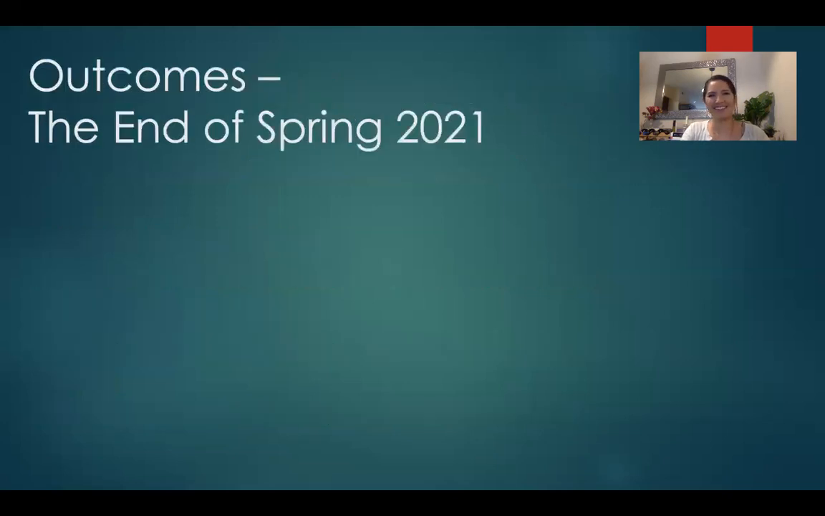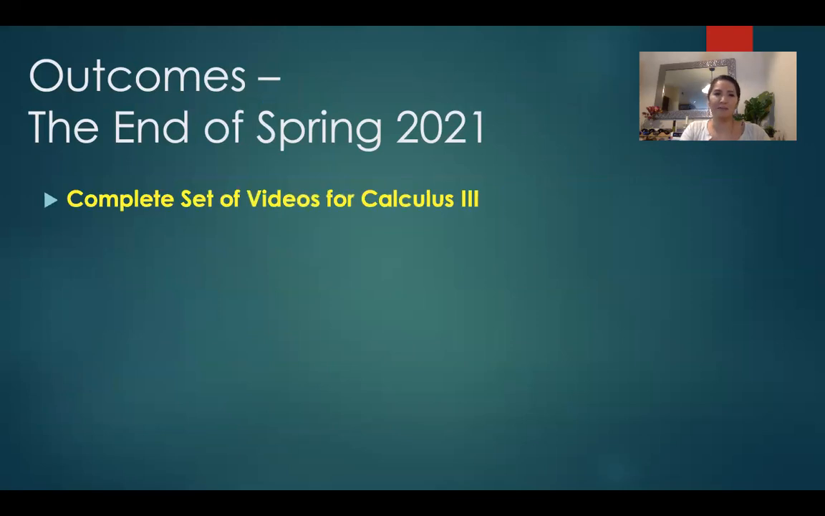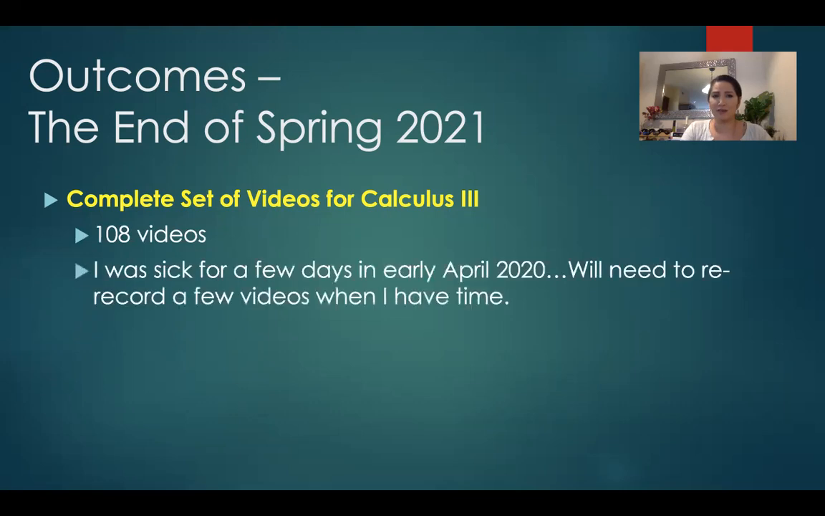Okay, so at the end of spring 2021, here are some outcomes. Or at least for my course design, what my outcomes are. These are not my student outcomes, but the outcomes of my work for spring of 2021. At the end of spring of 2021, I had 108 videos for Calculus 3.